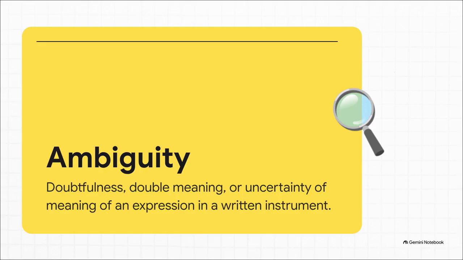Basically, ambiguity exists if reasonable people can read the exact same written instrument and walk away with entirely different understandings of what it says. If an expression is doubtful, has a double meaning, or is just completely uncertain, that is the exact moment the court is required to step in.